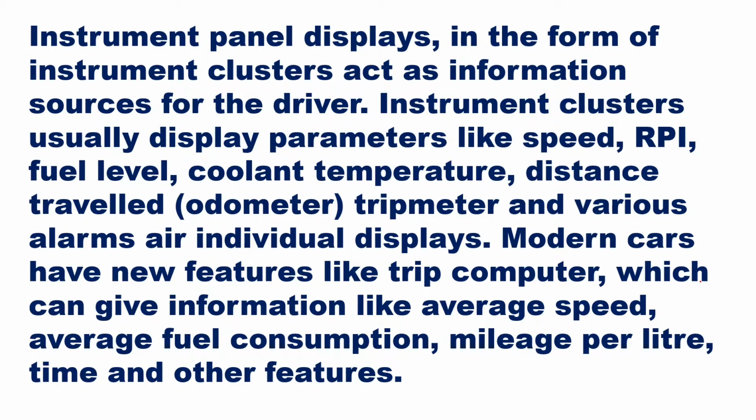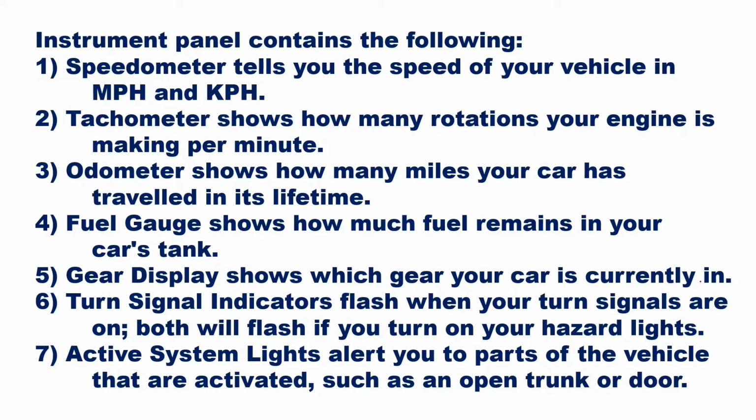Then you have fuel level, coolant temperature, distance traveled, odometer or trip meter, and various alarms or individual displays. Modern cars have new features like a trip computer, which can give information like average speed, how far it will go, average fuel consumption, mileage per liter, time, and other features. Okay, so this is a general description of what an instrument panel display is. Then again we'll see what the main parameters are which the instrument panel can show.